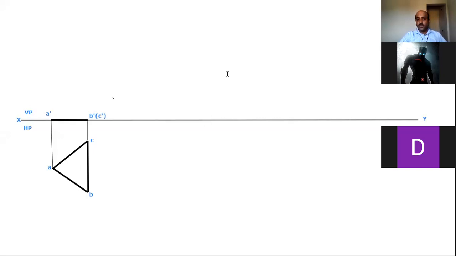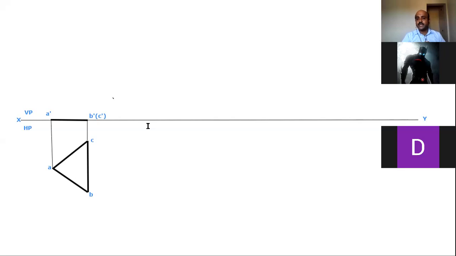This is how we draw the initial position of an equilateral triangular lamina resting on HP. This is very simple, and we have been discussing it in the previous two classes. In the previous problems, they used to give the lamina inclined to HP at some angle. They used to specify the angle, and we used to incline the lamina and show the angle of inclination with respect to HP.